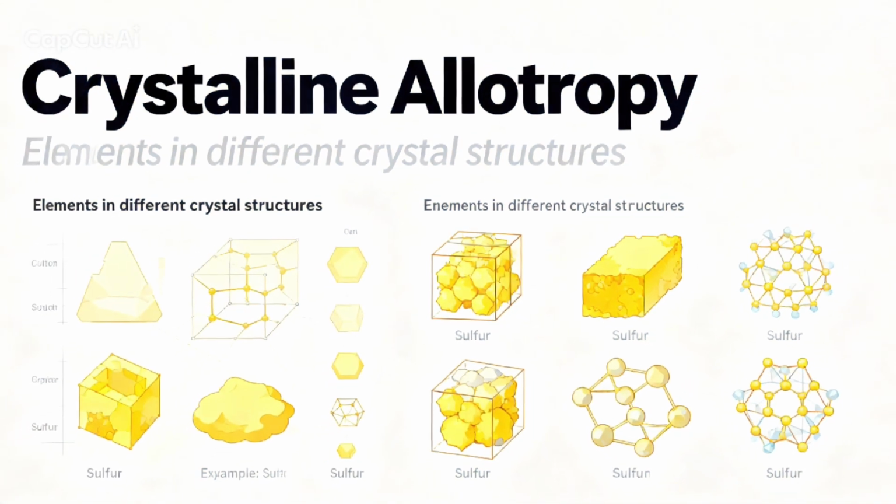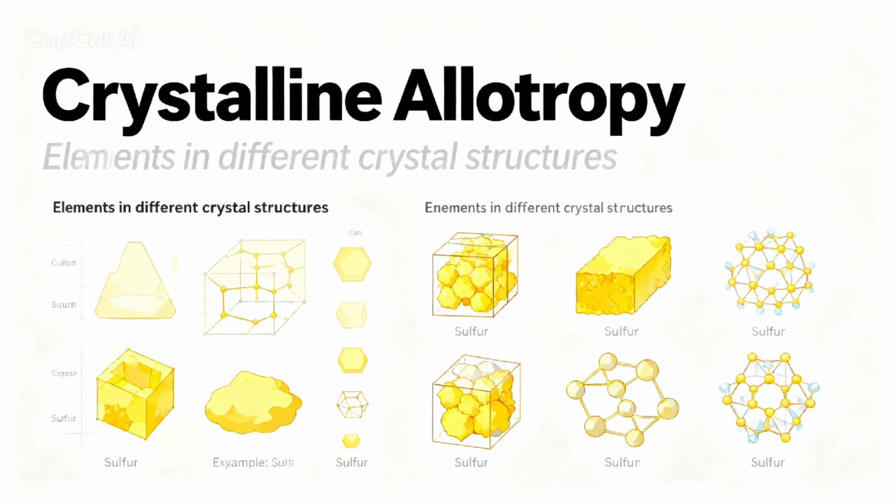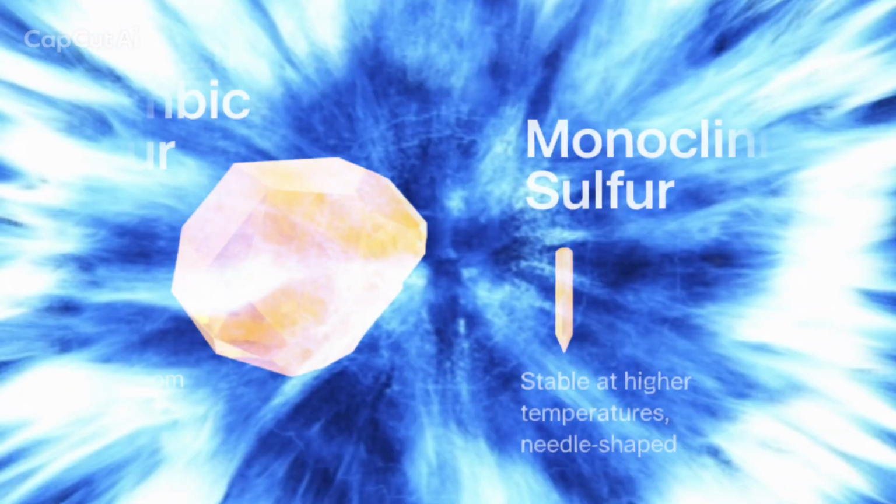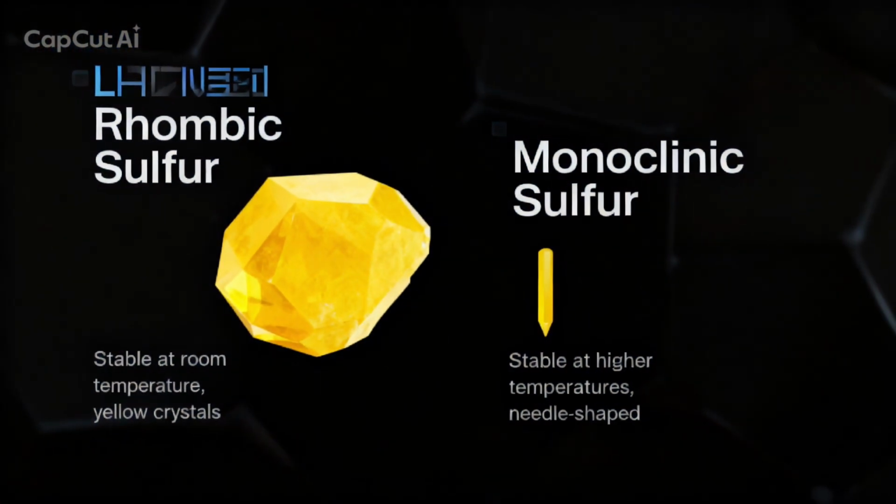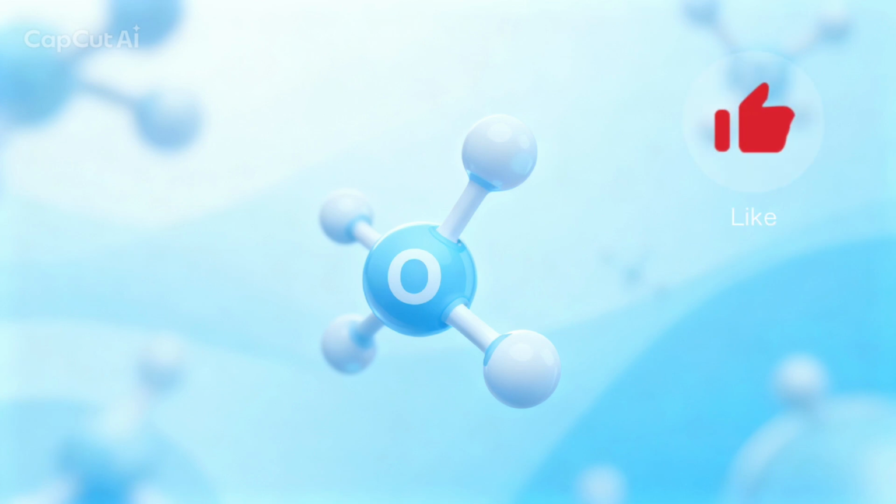2. Crystalline allotropy. Now let's talk about crystalline forms. This refers to elements that exist in different crystal structures. A classic example: sulfur. Sulfur exists in multiple forms, but the main ones are rhombic sulfur, stable at room temperature, yellow crystals. Monoclinic sulfur, stable at higher temperatures, needle-shaped crystals.